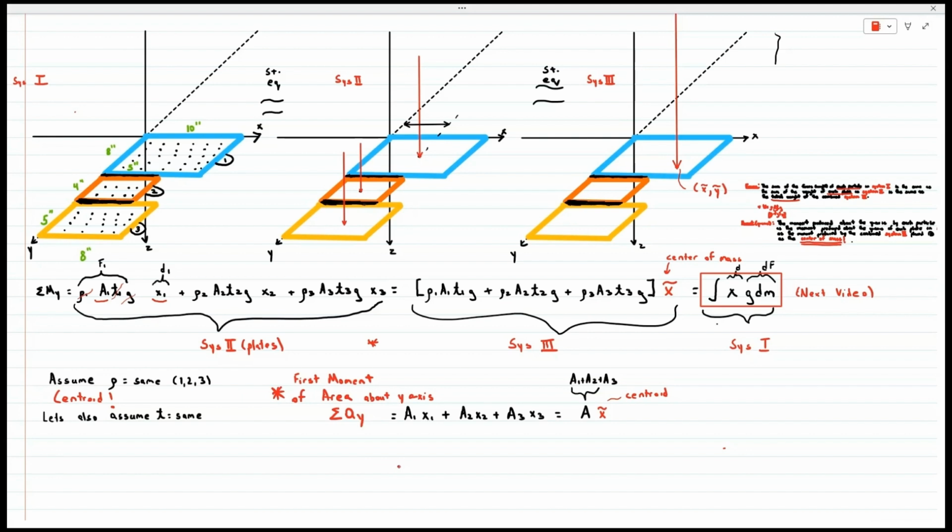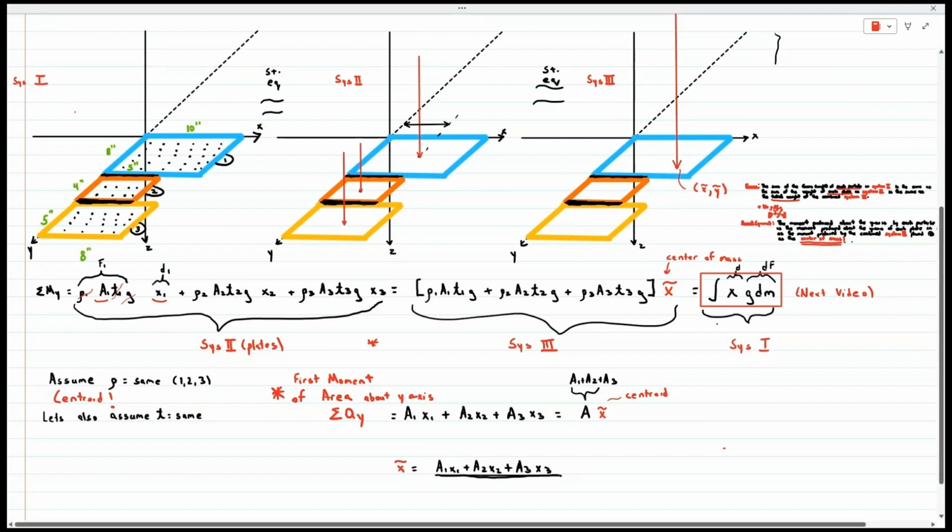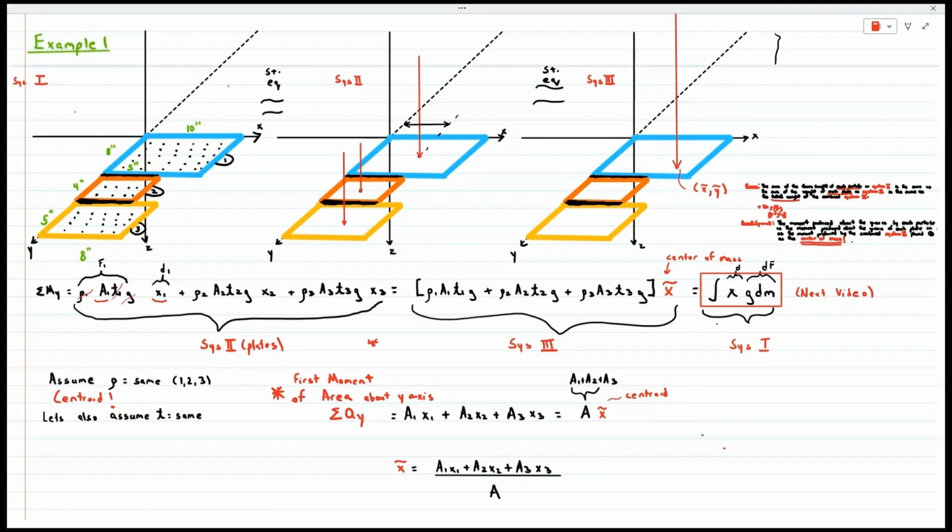And this is really important for future courses in mechanics and materials, where you have to be able to find the first moment of area and the centroid of a cross section. If we wanted to solve for the centroid, we can do so, shown here. Let's go ahead and compute where the centroid of this system of three plates would be.